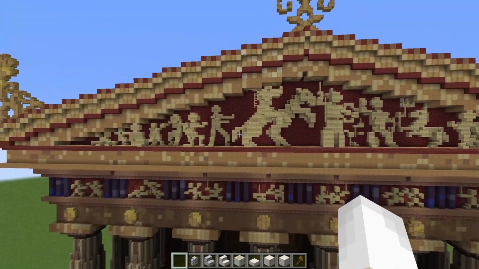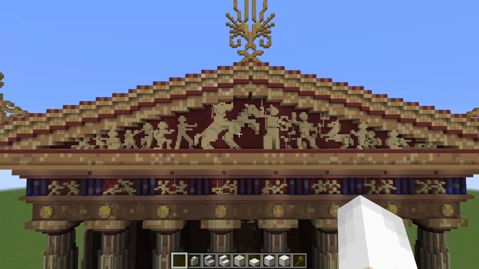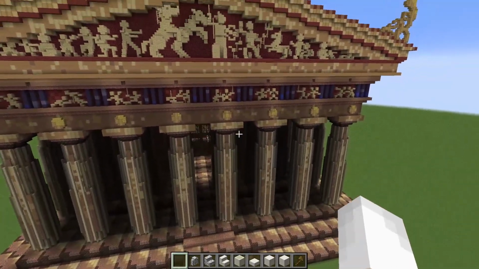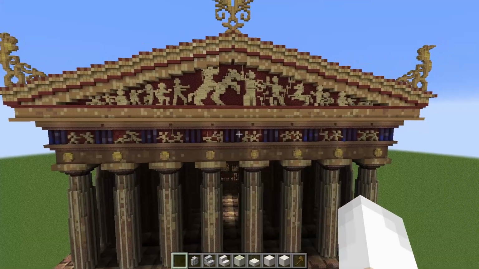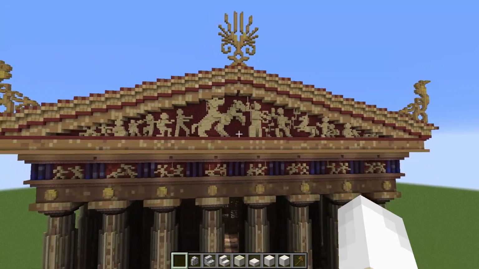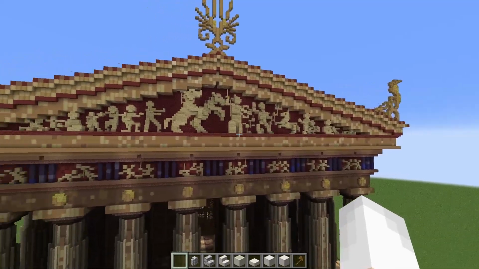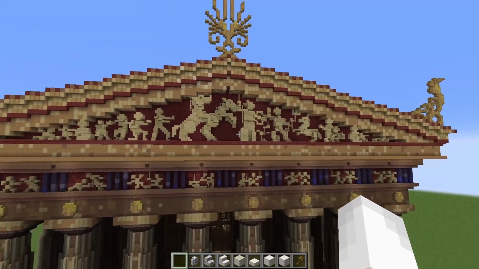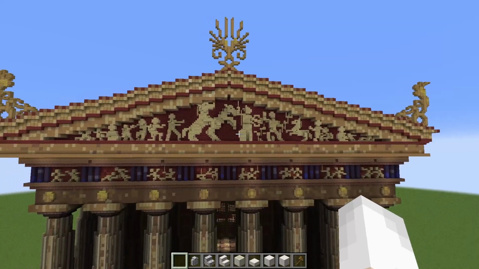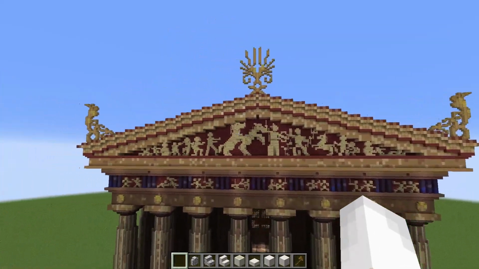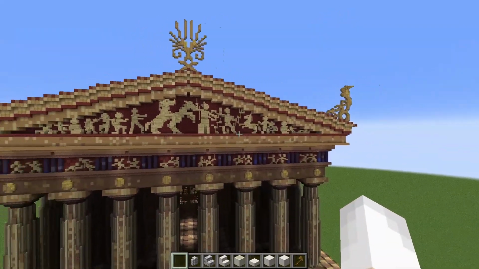Now, typically, the pediment depicted scenes from the mythology about the god that the temple was built for. In the case of the Parthenon, it was built for Athena Parthenos. So, the back of the temple depicted the birth of Athena, while the front here told the story of Athena and Poseidon holding a competition to see who would be in charge of Athens. That's the general idea, is that you have these big statues that tell the story.